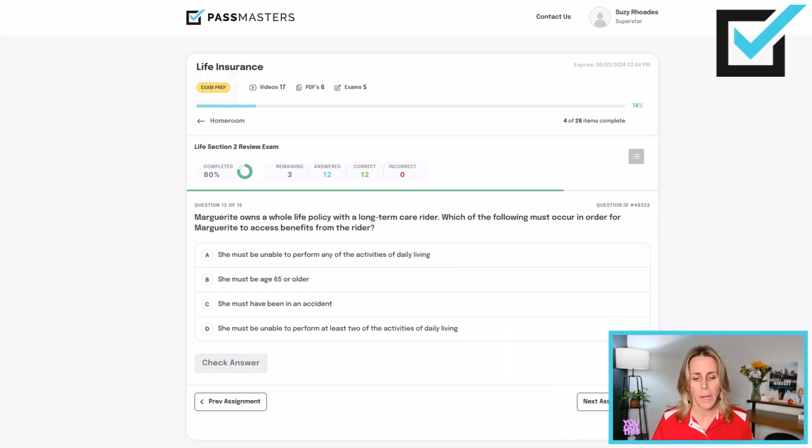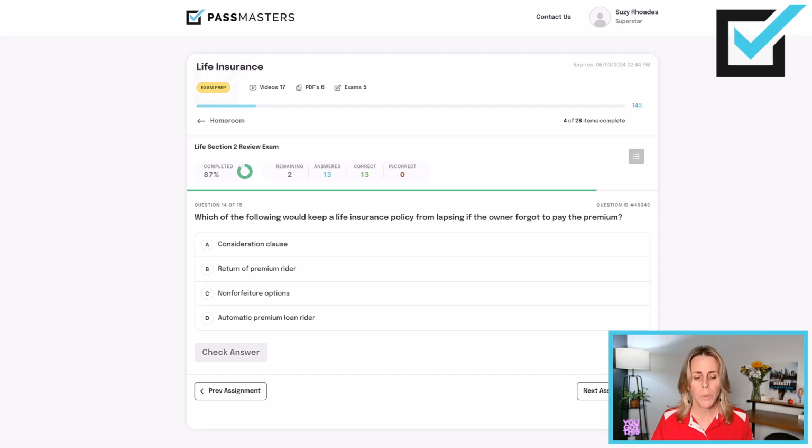Marguerite owns a whole life policy with a long-term care rider. Which of the following must occur in order for Marguerite to access benefits from the rider? She must be unable to perform any of the activities of daily living. She must be age 65 or older. She must have been in an accident, or she must be unable to perform at least two of the activities of daily living. In order for Marguerite to access the benefits from a long-term care rider, she must be unable to perform at least two of the activities of daily living.